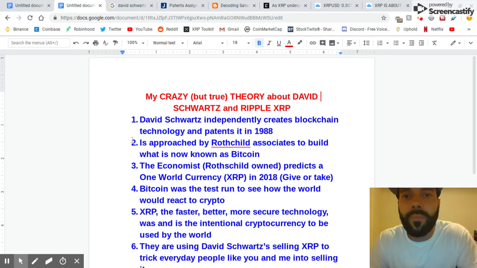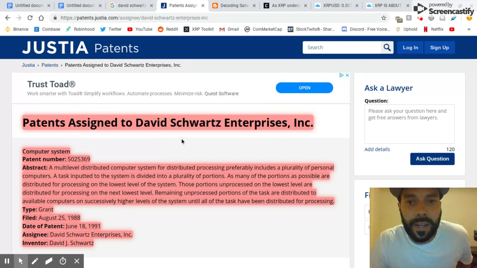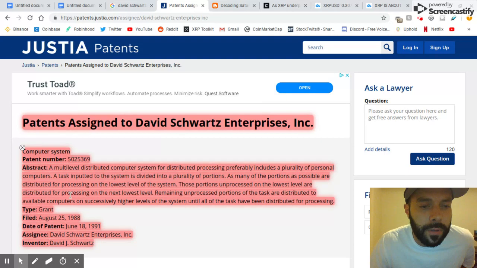David Schwartz independently creates blockchain technology and patents it in 1988. Okay, here you go. Yeah, this is it right here. Patents assigned to David Schwartz Enterprises Incorporated. A multi-level distributed computer system for distributed processing preferably includes a plurality of personal computers. A task inputted to the system is divided into a plurality of portions. Okay, this is describing blockchain.